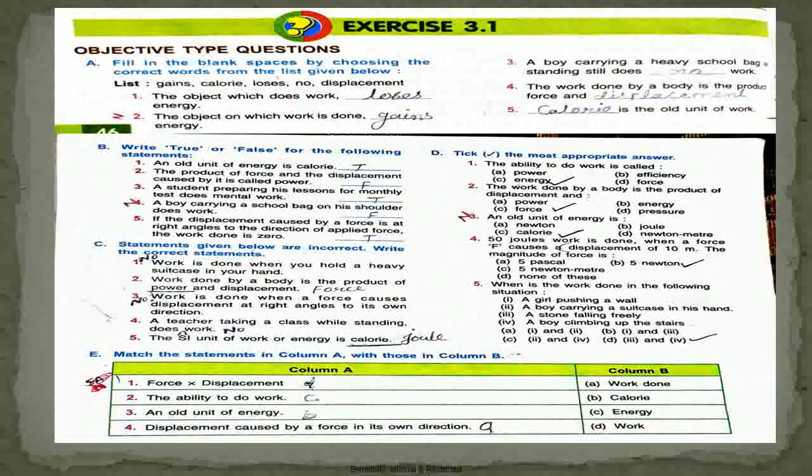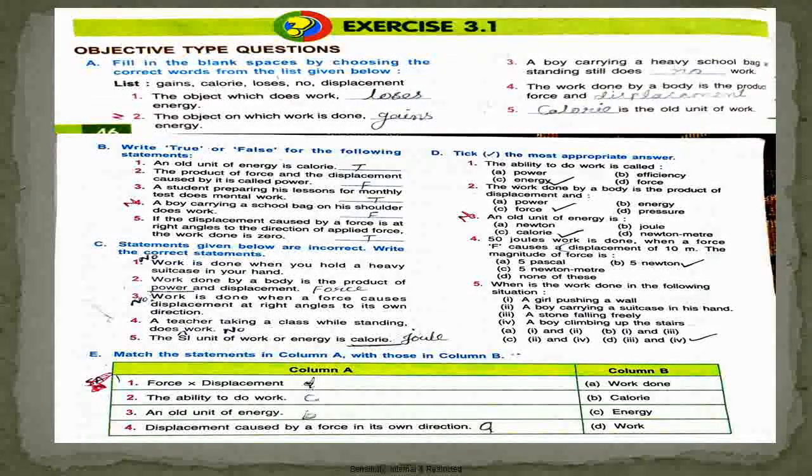Clear? Fourth one, a teacher taking a class while standing does work? No. If he or she is moving or roaming in the class, then we can say that work is done. But in that case, there is no work done. So between does and work, you have to write no. Clear? So it will be: a teacher taking a class while standing does no work.